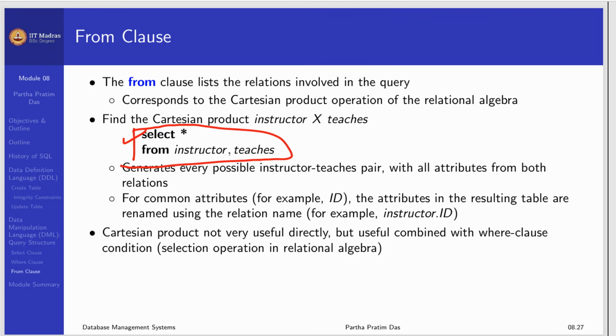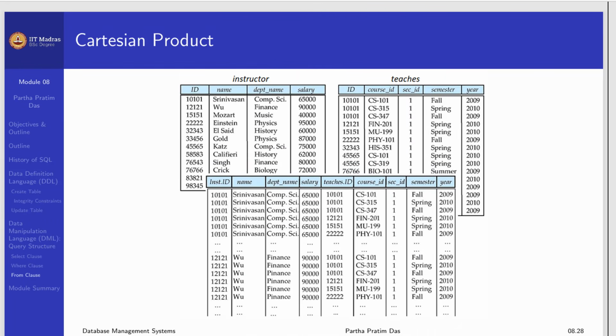Now what does this mean? Select star from instructor comma teachers. When we use this, table 1 comma table 2, this is my table 1 and this is my table 2, right? It means we are performing a Cartesian product between these two tables. So here you can see the output: this instructor table, this teachers table, and we are performing a cross product by simply mentioning instructor comma teachers.